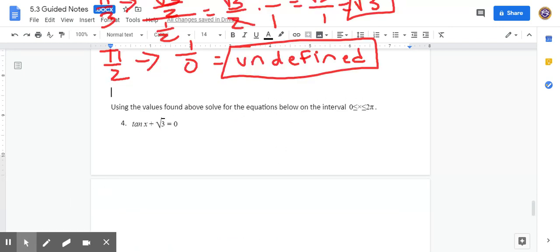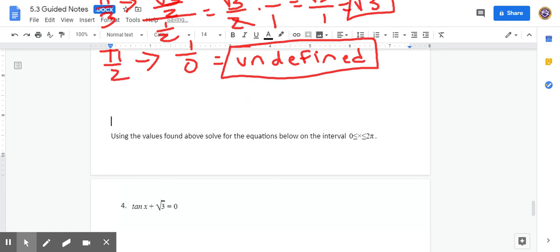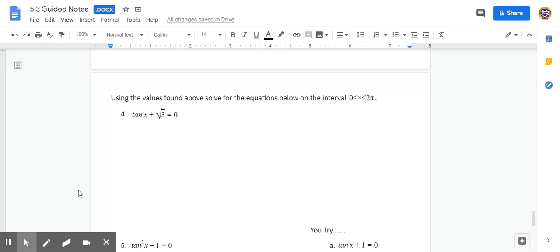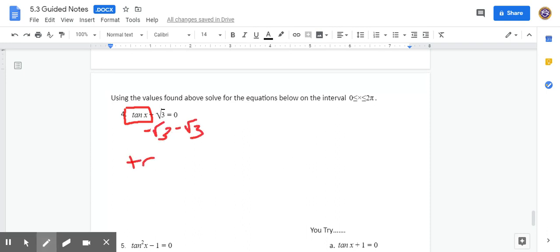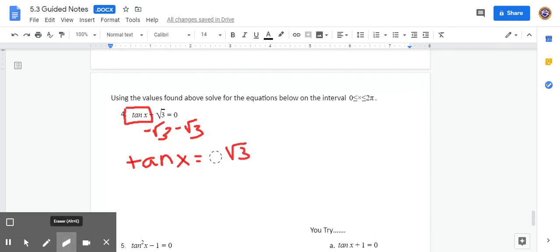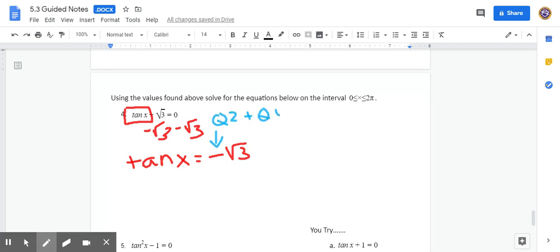So for our first example, it says use the values found above to solve the equation on the interval 0 to 2 pi. To do this, we're going to follow the same rules as for sine and cosine. We want to get tangent alone. So we are going to subtract the square root of 3 from both sides. So I'm left with tangent of x equals negative square root of 3. So we want tangent to be negative. So we will be looking in quadrant 2 and quadrant 4.